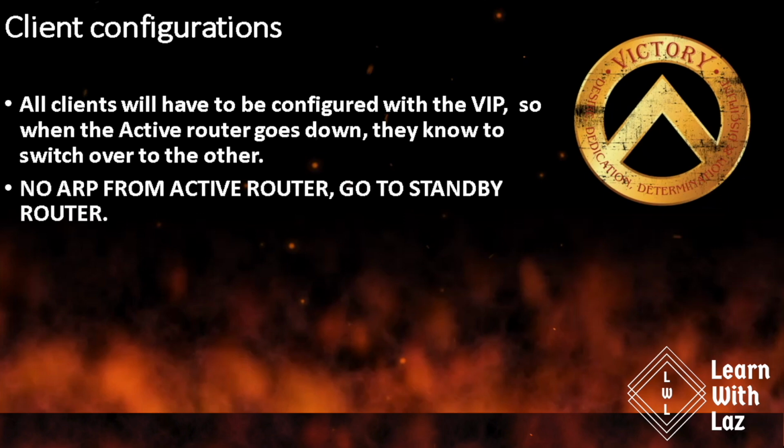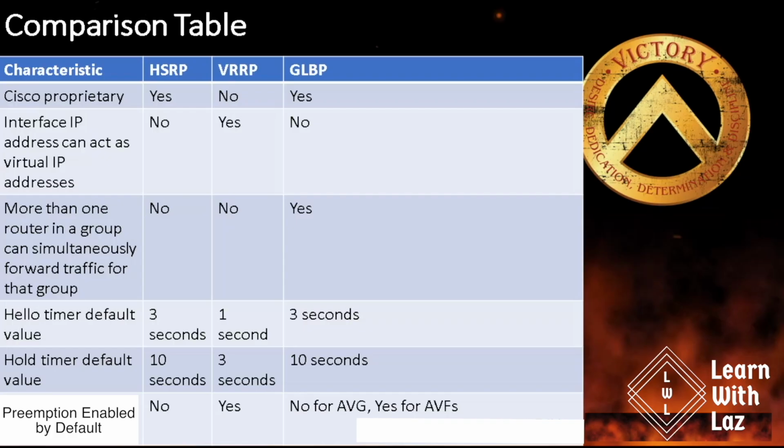Just a little bit more information, a little comparison table. When we compare the three redundancy protocols, who's Cisco proprietary? HSRP and GLBP. Those are the only two. VRRP is not Cisco proprietary, it is the IEEE. Can an interface IP address act as a virtual IP address? On HSRP, no. On VRRP, yes. On GLBP, no. So you cannot use in HSRP the IP address on the interface as your virtual IP address. It has to be something else.